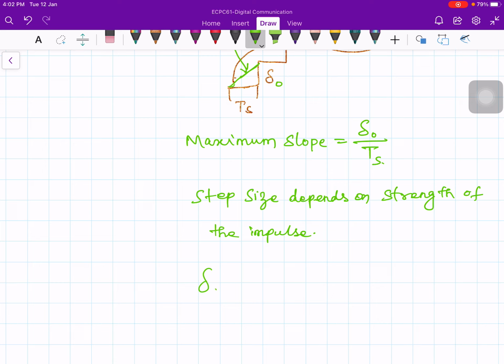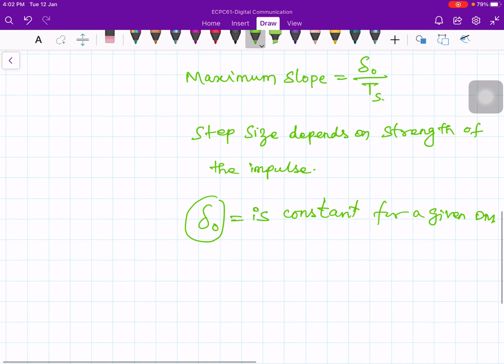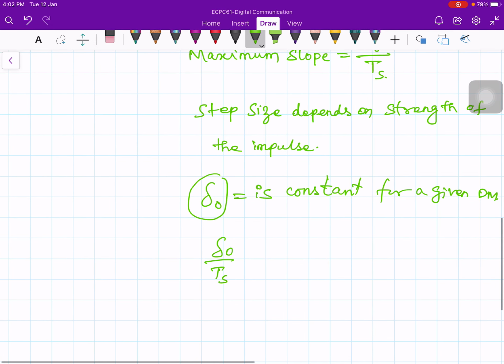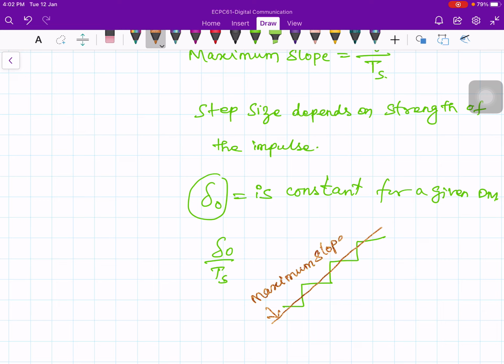Once you design the pulse generator with a certain amplitude, the step size is fixed in that particular delta modulator and it is constant. So delta naught is constant for a given delta modulator. The maximum slope that can build up is given by delta naught by Ts. You have the steps like this, and the maximum slope one can get is this one. This height is delta naught, and this width is Ts.